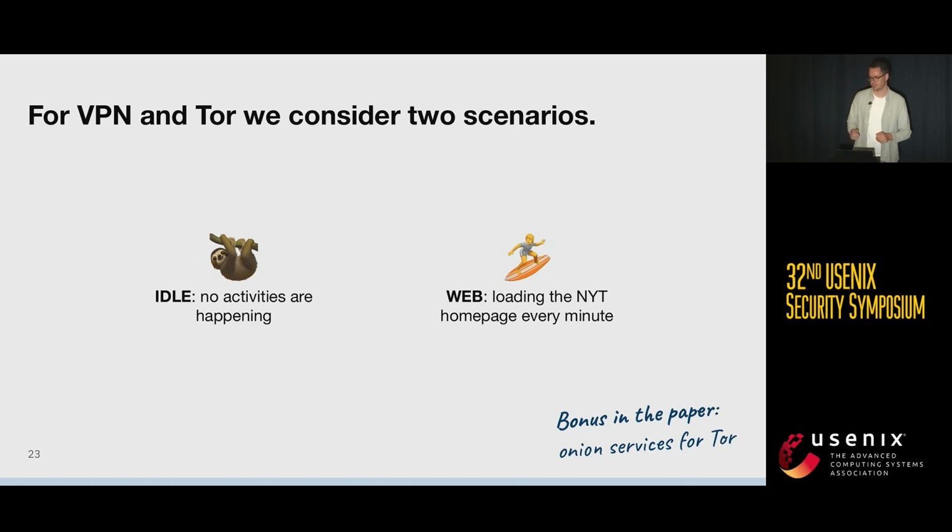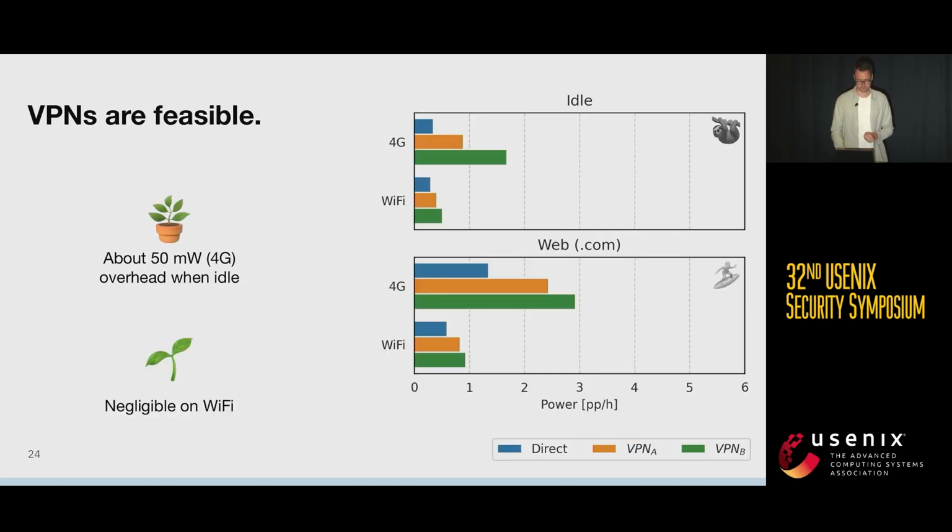For this, we first look at two simple variants, VPN and Tor. We have two scenarios: an idle scenario where we don't do anything and just let it run in the background, and a web scenario where we load a website every minute. VPNs are quite feasible. The overhead when the device is idle is less than a percentage point, and especially on Wi-Fi it's negligible. If we do some data transmissions, we use up to 1 percentage point per hour, but only in our constructed example where we do quite substantial work every minute.